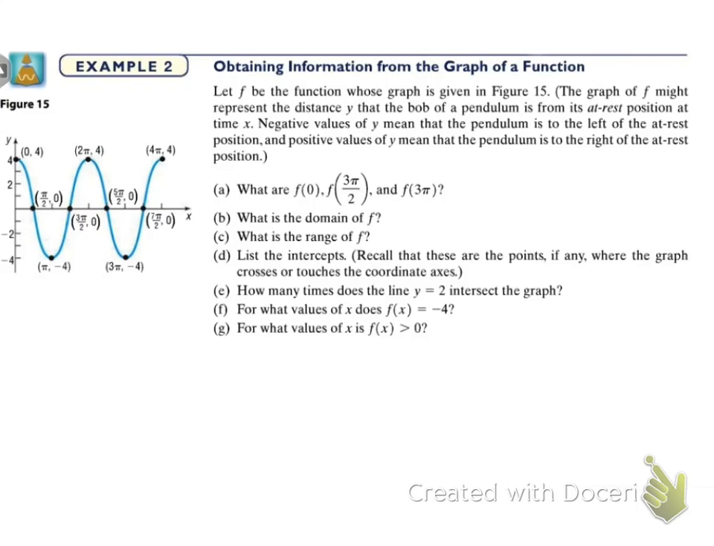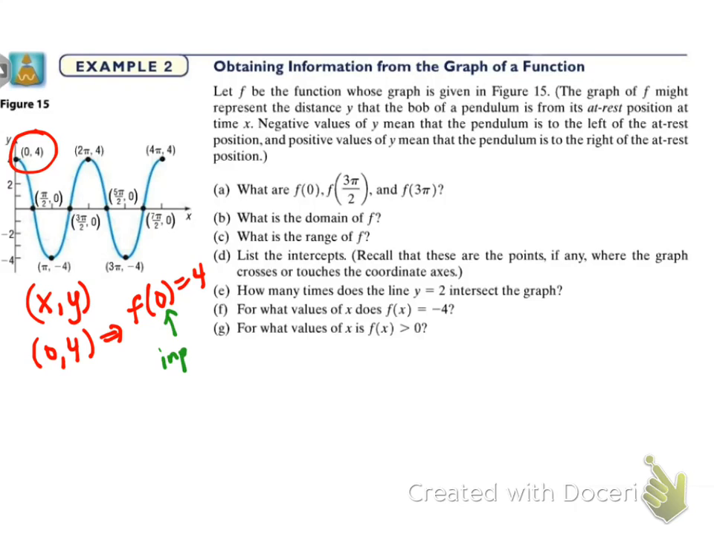Here we have again a collection of points that satisfy the equation. If (x, y) is an ordered pair on the graph, like we have up here, (0, 4), that means f of 0 is equal to 4. Remember that what's inside the parentheses is always the input, many times an x, and what comes out is what we call the output. So f of 0 is the output. In this case, f of 0 is 4.